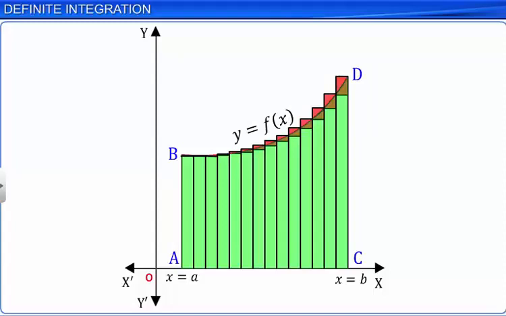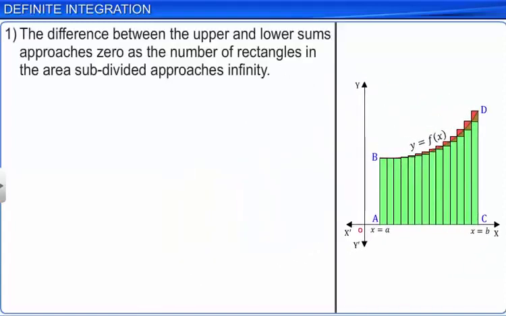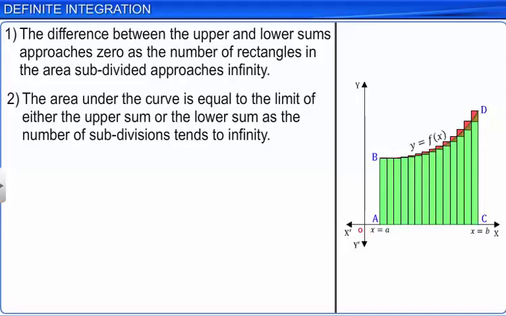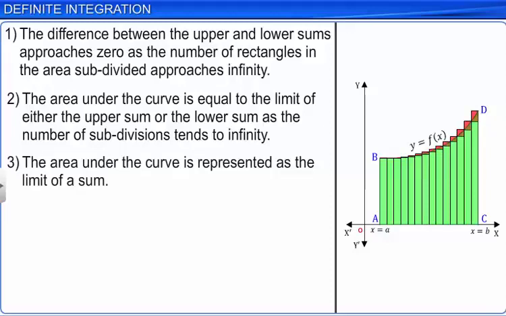Based on this discussion, we conclude that the difference between the upper and the lower sums approaches zero as the number of rectangles in the area subdivided approaches infinity. The area under the curve is equal to the limit of either the upper sum or the lower sum as the number of subdivisions tends to infinity. The area under the curve is represented as the limit of a sum. We shall now introduce notation to understand this concept more precisely.